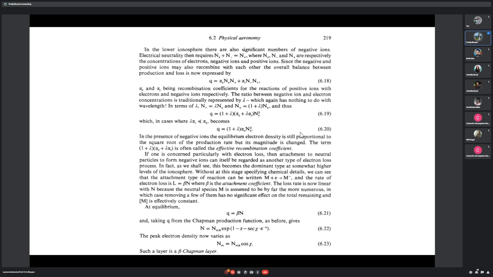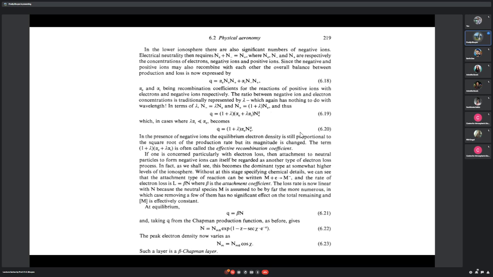Possibility of electrons combining with positively charged atoms, okay? But here, because the negative ions are also present, negative ions can also combine with positive ions. Electrons combining with positive ions is a possibility. But now another possibility is that negative ions can also combine with positive ions, okay? So you have two recombination coefficients.